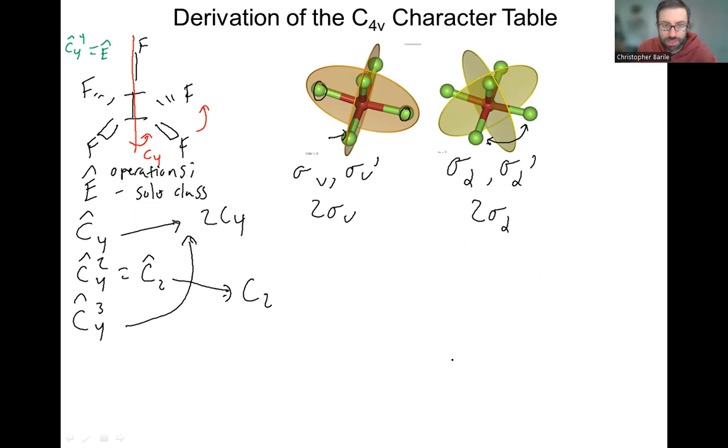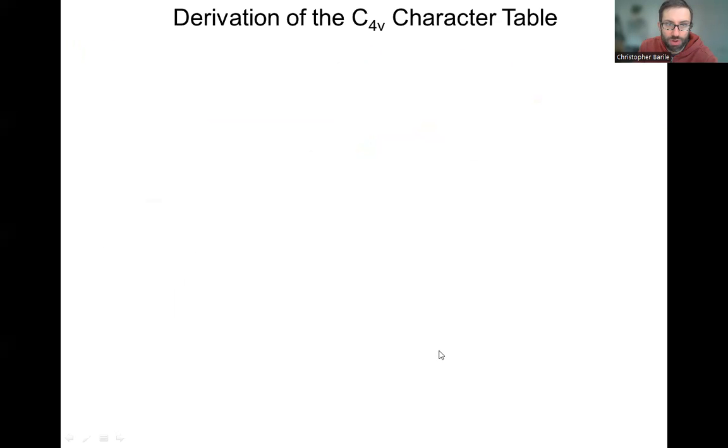So let's carry those classes over to a fresh slide, and we're going to set up our character table. And we have 5 classes, as I just said. So a character table is always in the shape of a square. So we're going to have 5 columns and 5 rows. And at the top left, we always write our point group, which is C4v. It's just convention.